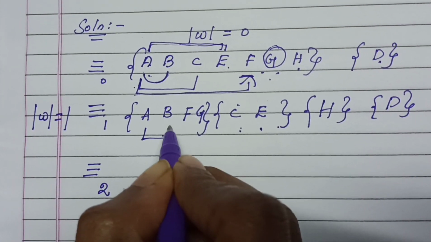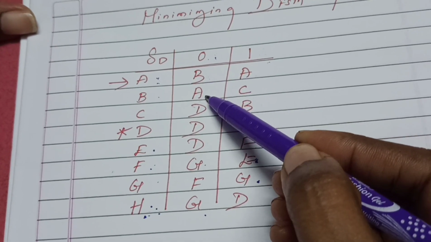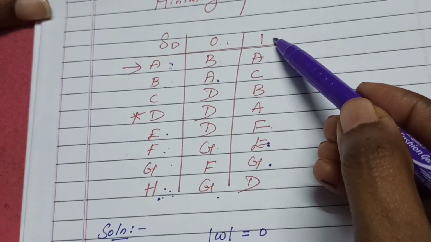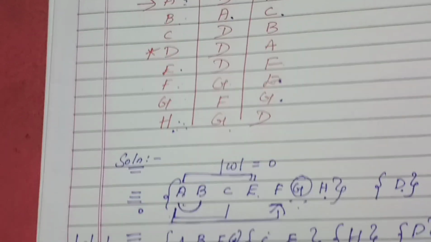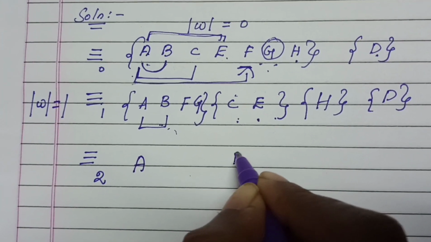Now let me check A and B. A and B on reading 0 goes to B and A. Fine, belongs to the same set. A and B on reading 1, A goes to A, and B on reading 1 goes to C. Two different states. So at this point A and B are distinguishable.